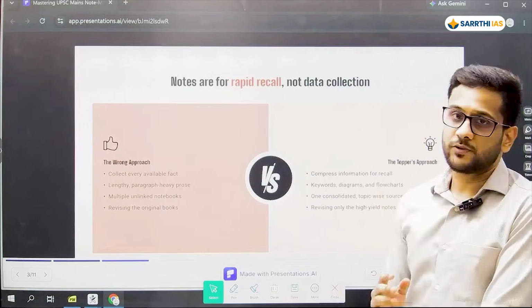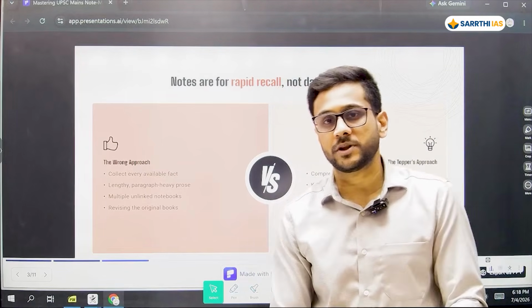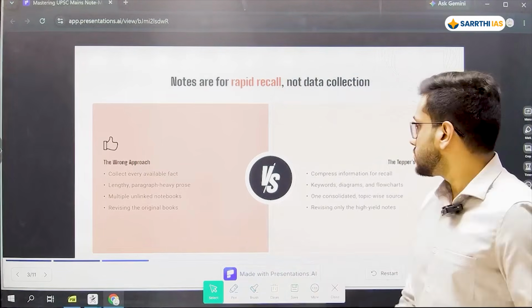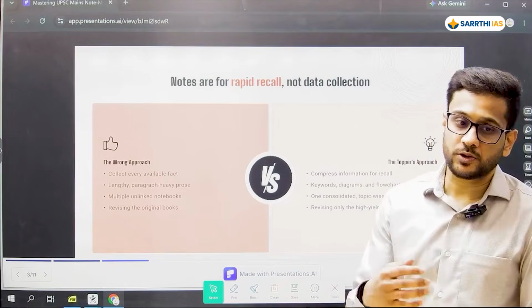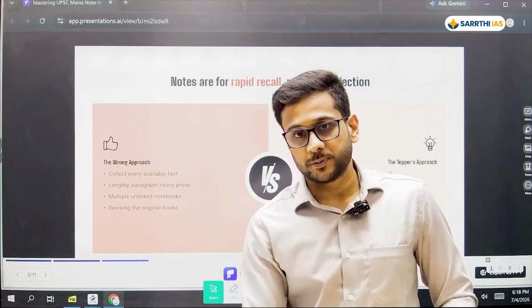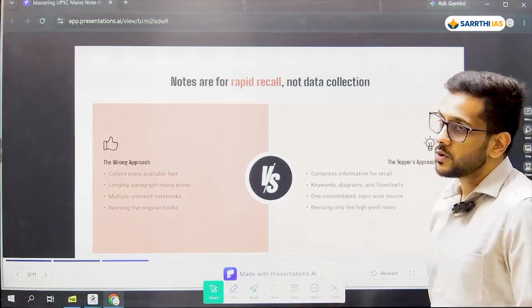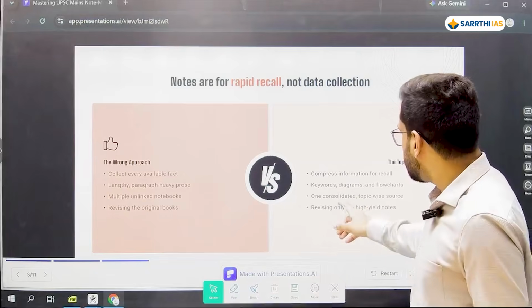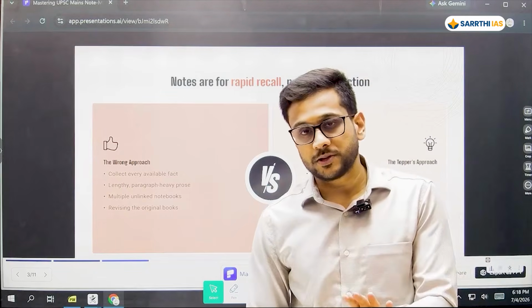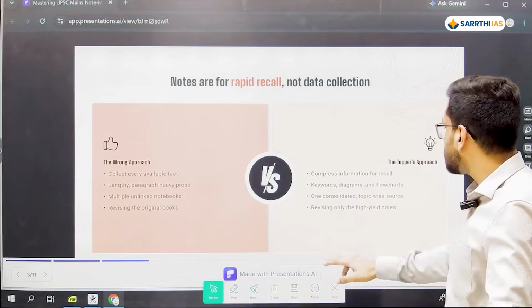So the topper's approach is to compress information for recall. You have to make your notes as short as possible with each and every revision. You have to reach the micro notes, which will be of 10 to 15 pages for each paper, to revise just before the examination. Then in your notes, you have to mention keywords. If possible, make diagrams and use flowcharts in your notes itself.